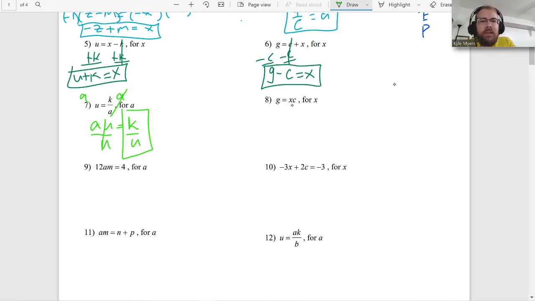All right, this one is not so bad. It's just xc, so we're going to divide both sides by c.